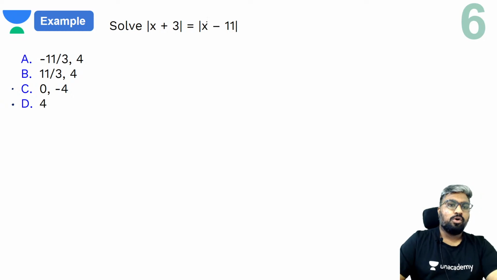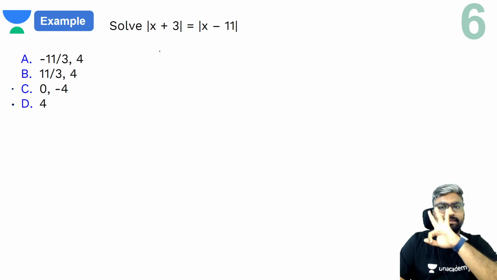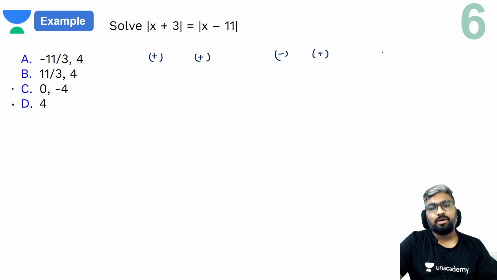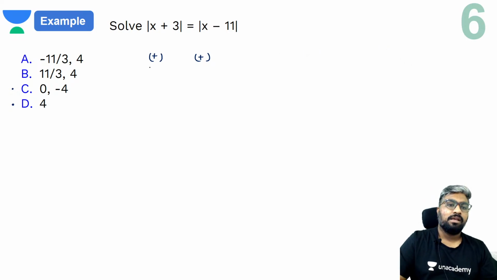So if both sides are modulus, then what will you have to consider? You will have to consider 3 cases: both being positive, first one negative and second one positive, second one negative and first one positive. But these two would be the same only. The only possible thing would be: apply positive-positive and positive-negative.